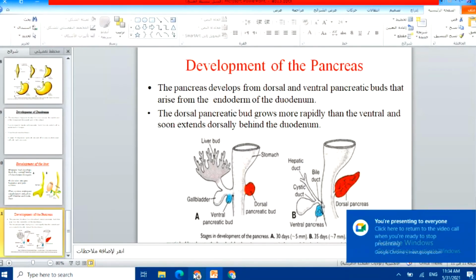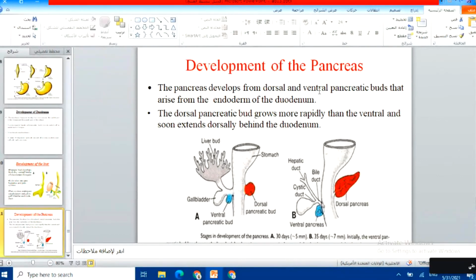Okay. So the development of the pancreas: it will develop from the ventral and dorsal pancreatic buds. We have buds. We said the pancreatic bud will give two parts. It will give rise to dorsal and ventral. The dorsal and ventral buds will give rise to the pancreas. Okay, and all these will originate from the endoderm of the gut.